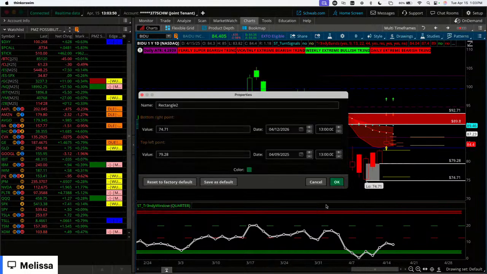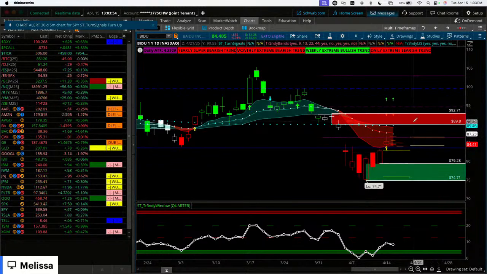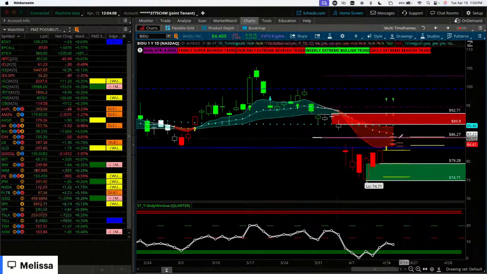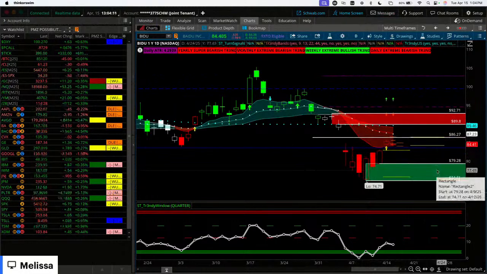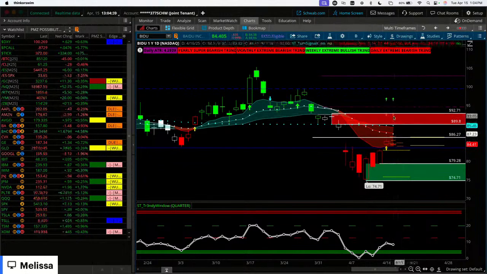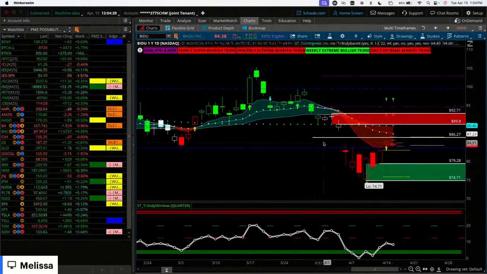All right. So supply 89.80 by 92.71, demand 79.28 by 74.71. You have a double stack of edges right here or around 86.27. I would use that as an area to trim. All right, so going long from demand, trimming here and targeting supply, or going short from supply, still trimming at that edge and this edge, and then targeting this demand zone. All right, that is Baidu.